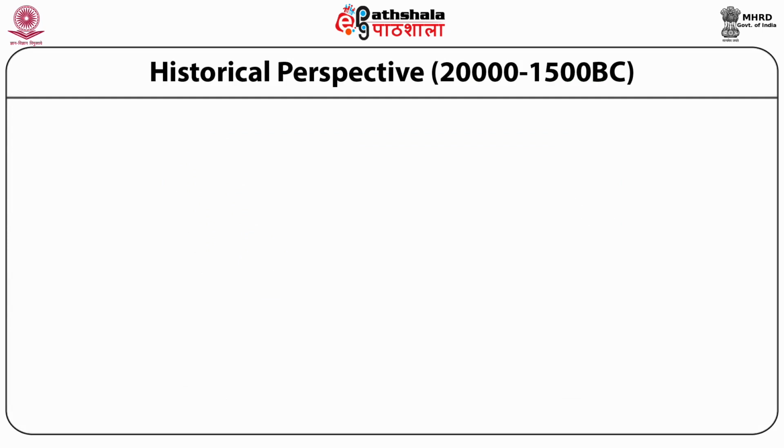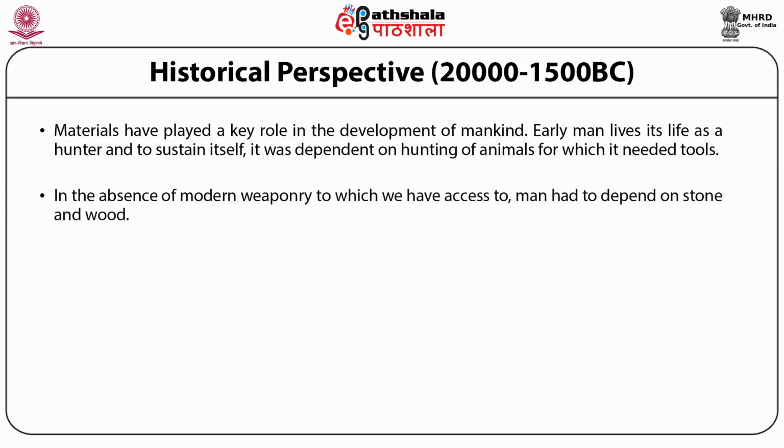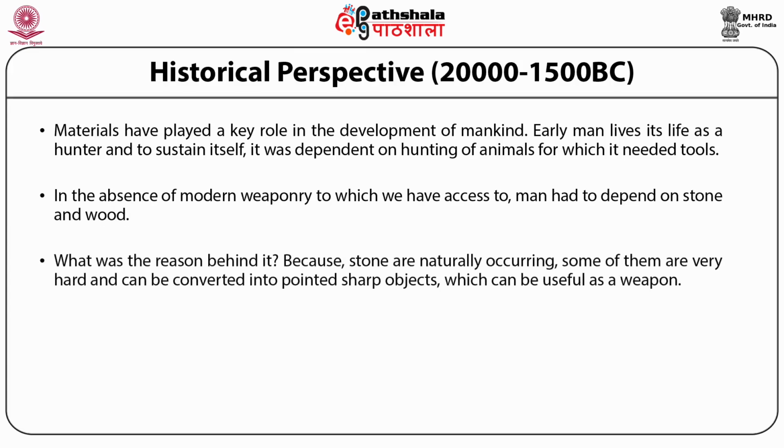Historical perspective of materials. Materials have played a key role in the development of mankind. Early man lived his life as a hunter, and to sustain himself, he was dependent on hunting animals, for which he needed tools. In the absence of modern weaponry to which we have access, man had to depend on stone and wood. What was the reason behind it?